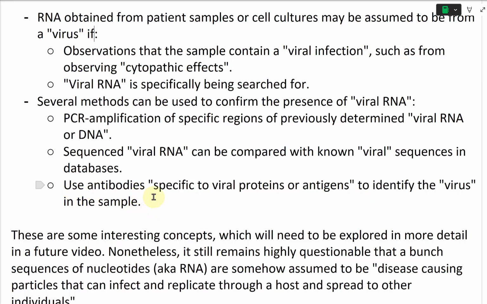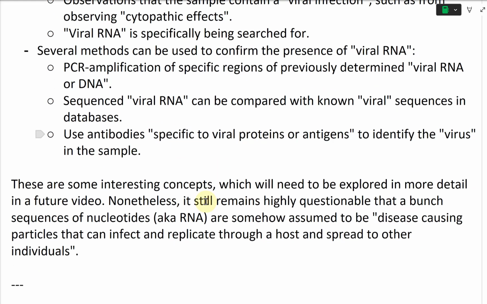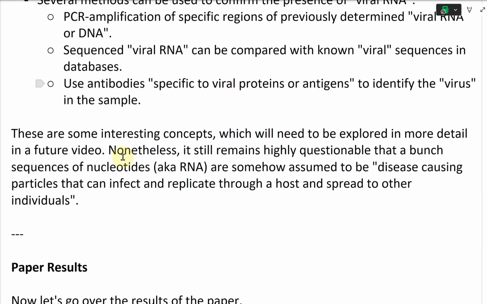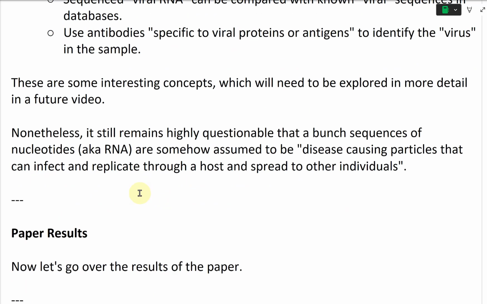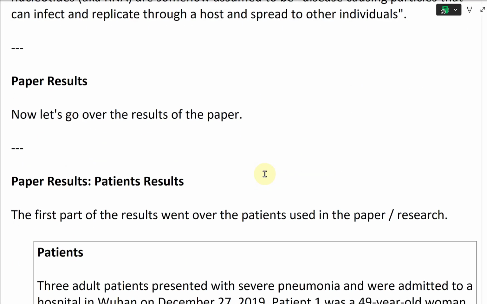So this is an indirect method. There's no actual isolation where you say, hey, there it is. Instead, here's a sequence that we have in a database that says it's a virus. So these are some interesting concepts which will need to be explored in more detail in a future video. Nonetheless, it still remains highly questionable that a bunch of sequences of nucleotides, aka RNA, are somehow assumed to be, quote, disease-causing particles that can infect and replicate through a host and spread to other individuals.